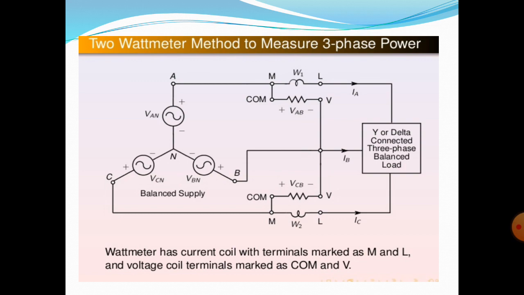In phase A, the outgoing current is IA, in phase B the outgoing current is IB, and in phase C the outgoing current is denoted as IC. The three currents are entering into the star or delta connected three phase balanced load. Each wattmeter has a current coil with terminals marked as M and L. M is main, L is line, and the voltage coil terminals are marked as COM and V, that means common and voltage.